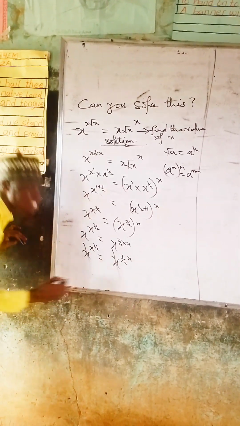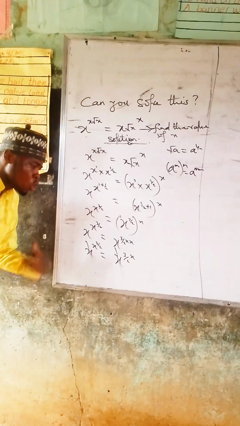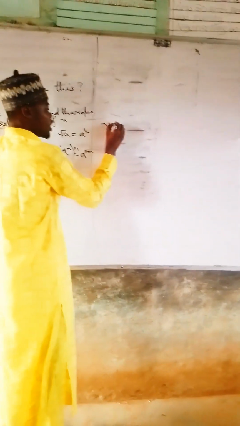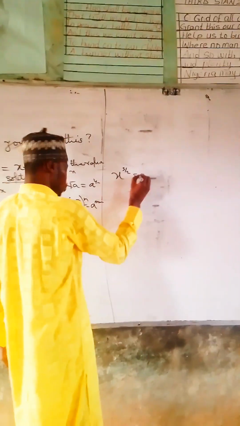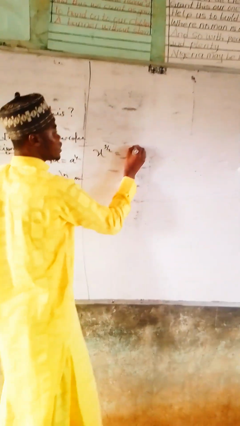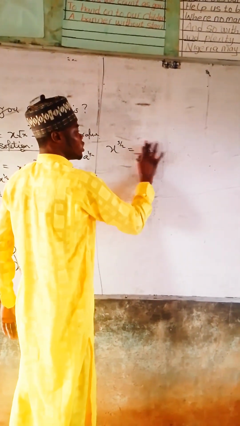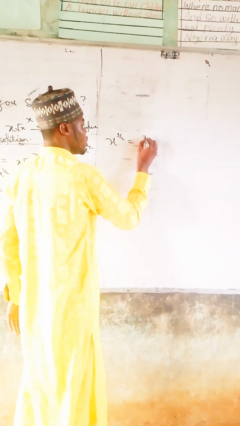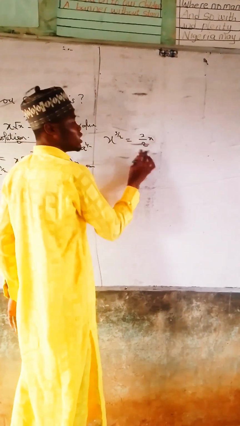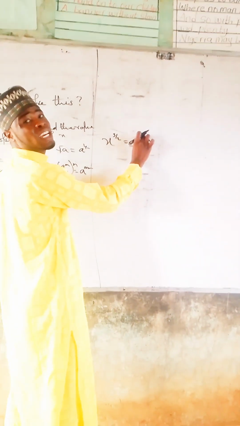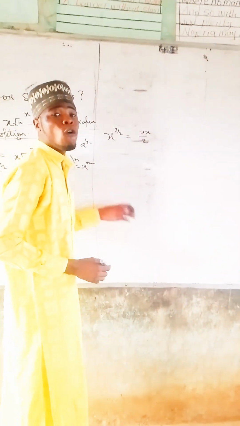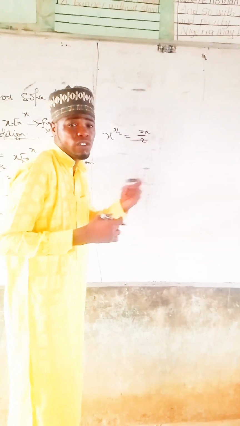This x can cancel this x. After that, what do we have? You have something like this. You have x raised to power 3 over 2 equal to 3 over 2x. Let me write it very well so that you are going to get it. It's very simple. 3 over 2x. Now look at this, x can multiply this 3 here. So it's 3x over 2. It's still the same thing as 3 over 2x.